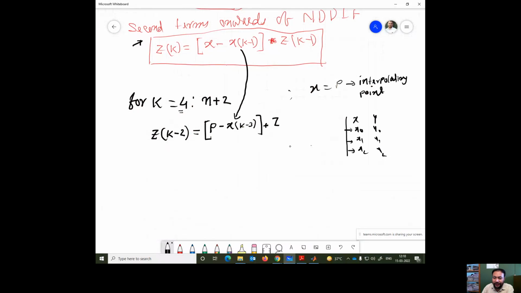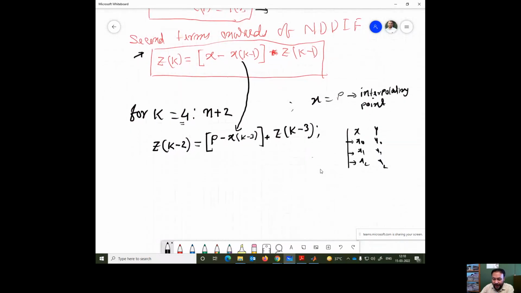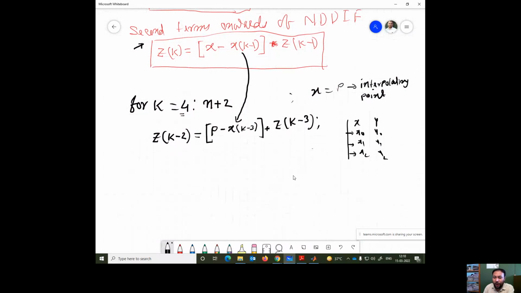Z here is k minus 3. Why k minus 3? Because if I put k equal to 4, I can get z1. Then the z1 value can be estimated from here. Now this is the algorithm we have developed for how we can get the value of z. Now put the value of k equal to 4, 5, 6, 7, from 4 onwards, so I can get the values of z2, z3, z4, z5, z6, z7.